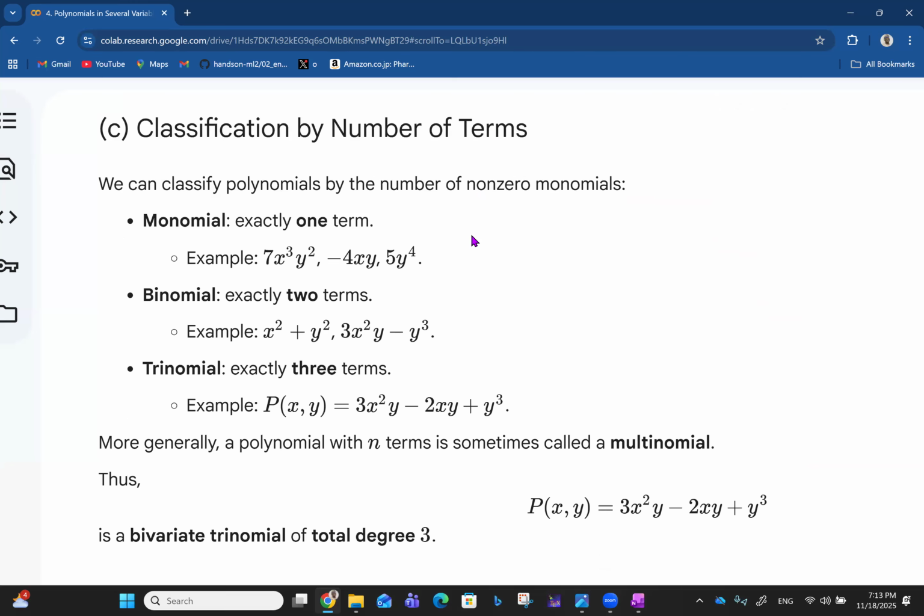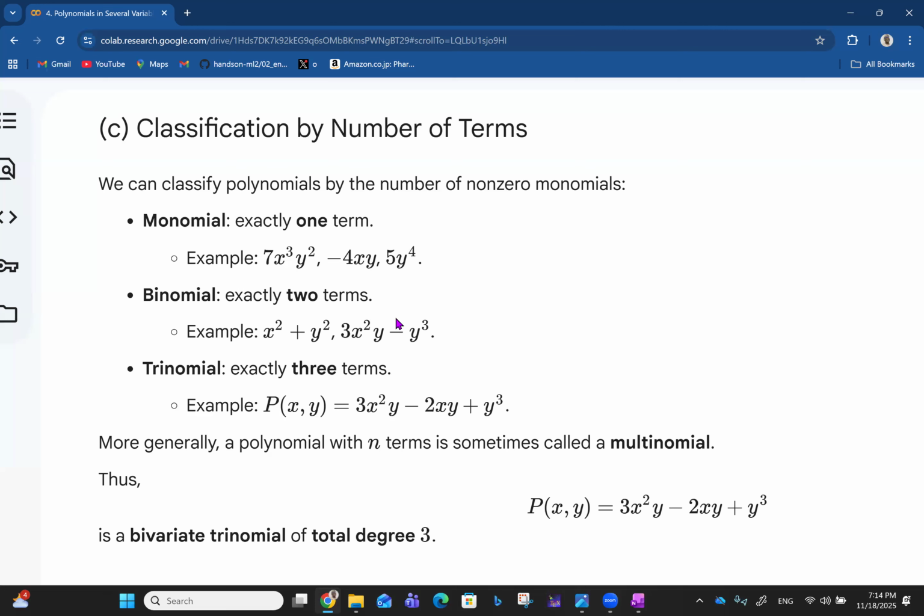Then you can have classification by number of terms. We can classify polynomials by the number of non-zero monomials, strictly non-zero. A monomial has exactly one term, like f of x comma y equals 7x cubed y squared, f of x comma y equals minus 4xy, f of x comma y equals 5y raised to power 4. They have just one term. For a binomial, exactly two terms, like x squared plus y squared. Another function would be f of x comma y equals 3x squared y minus y cubed. 3x squared y is one term, minus y cubed is another term. That's a binomial.